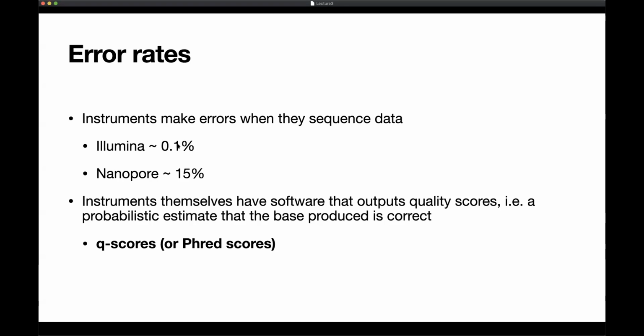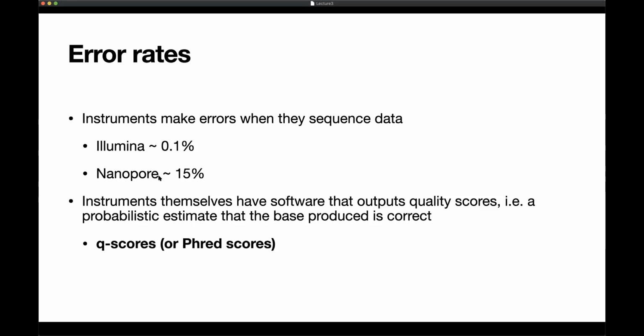So Illumina usually makes about 1 error in 1,000 bases, and Nanopore makes about 1 error in 7 bases. So obviously very, very different. And on its face, you might also look at this and say, how can I even use Nanopore data if it's so full of errors? I'll show you in a little bit how you can fix it in a very simple way.